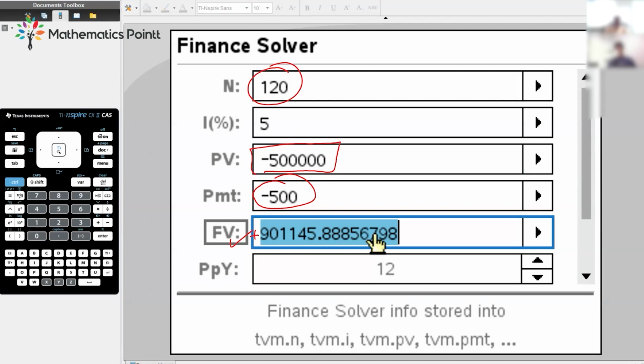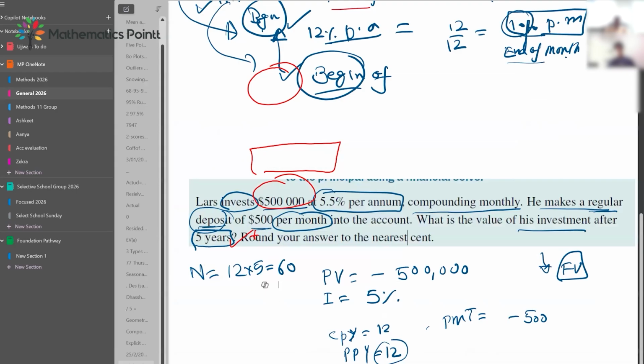That, in a nutshell, is what Financial Solver is all about, with an example of investment. Is this clear, everyone? All right? Awesome, cool.